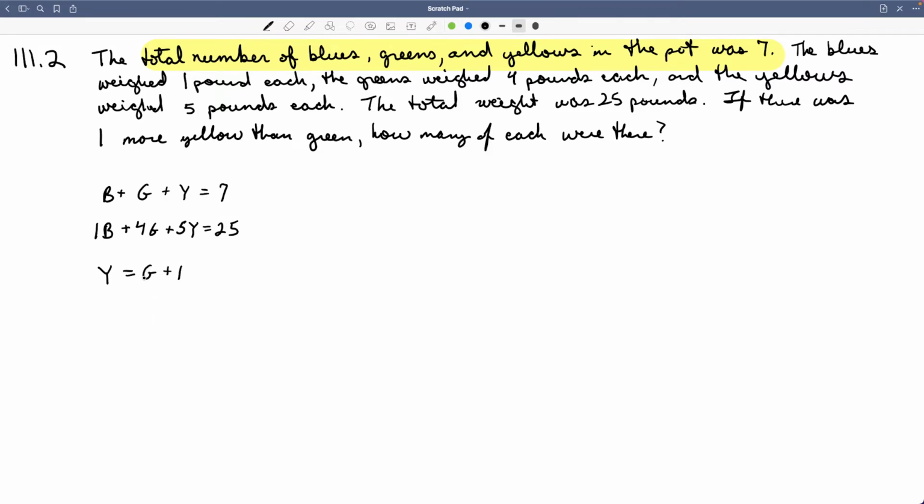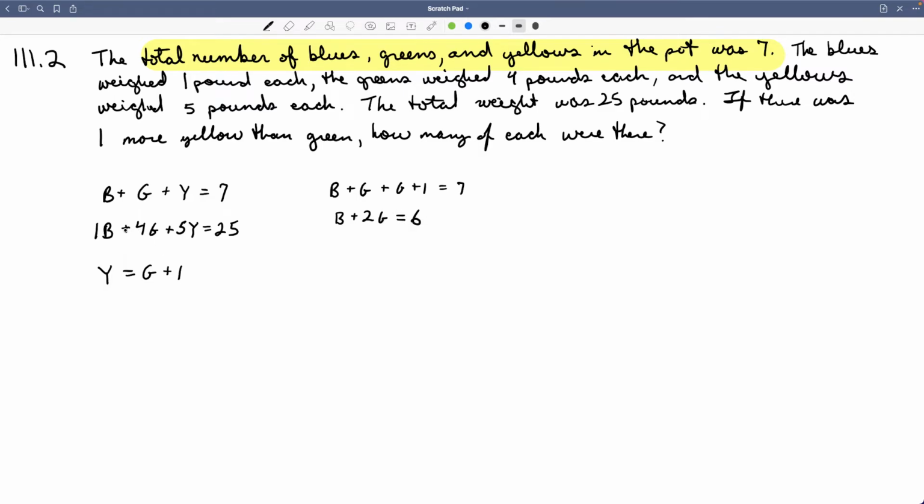Because there's 1 more yellow than green, however much green is, yellow is 1 more. So green plus 1 is yellow. All right, so we have something we can substitute in for y. So B plus G plus the value of y, which is G plus 1, equals 7. So B plus 2G equals 6 because we subtracted 1 from both sides. Right, so now we have a new equation.